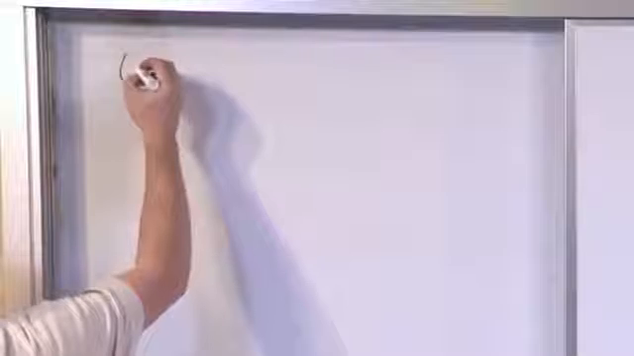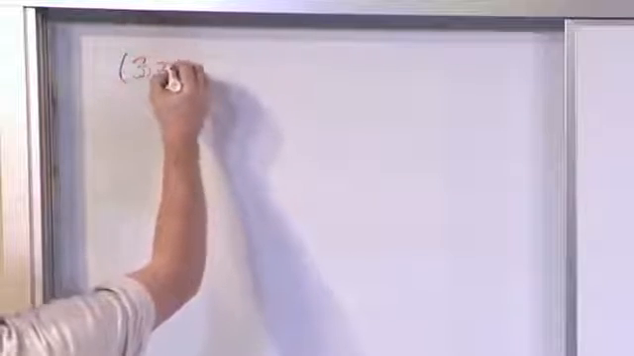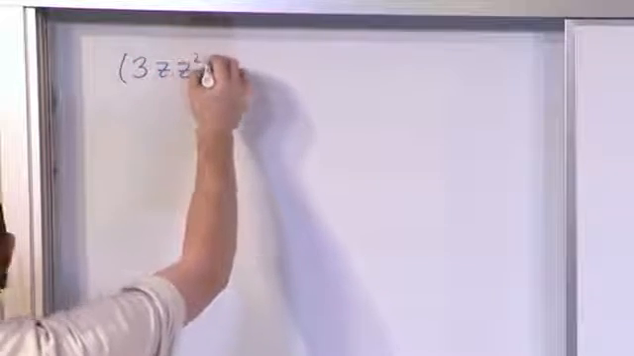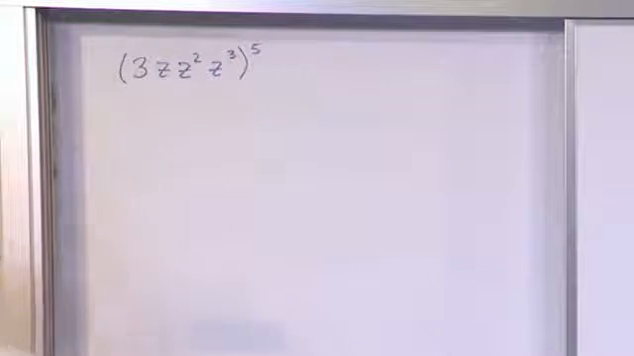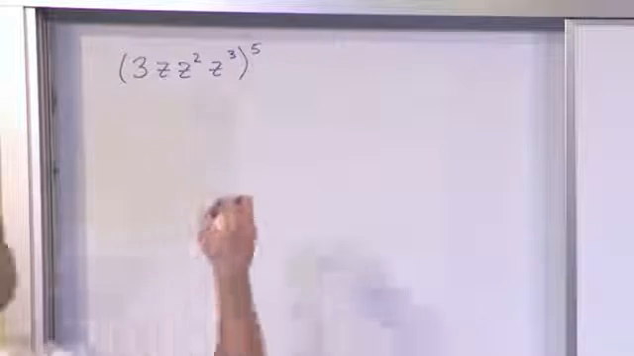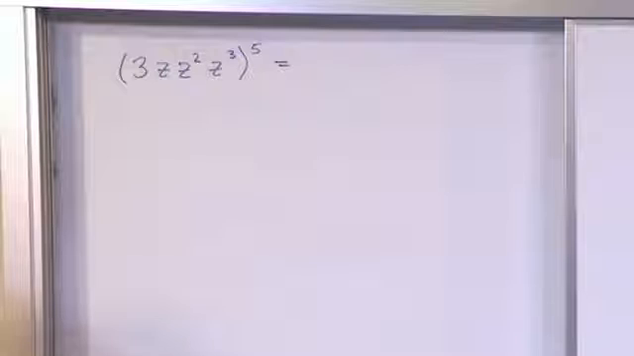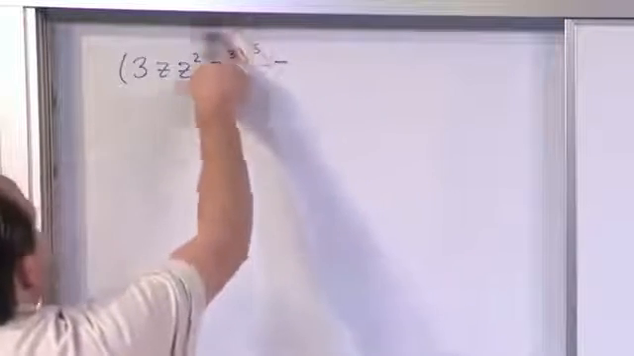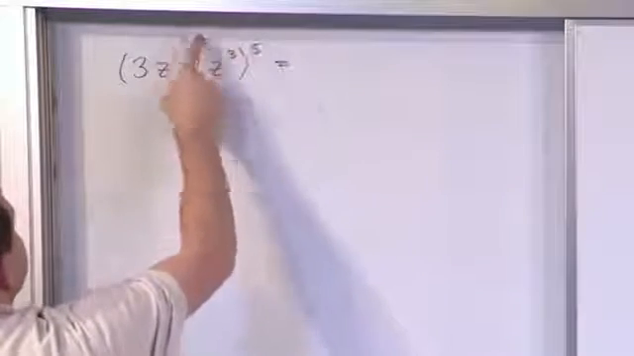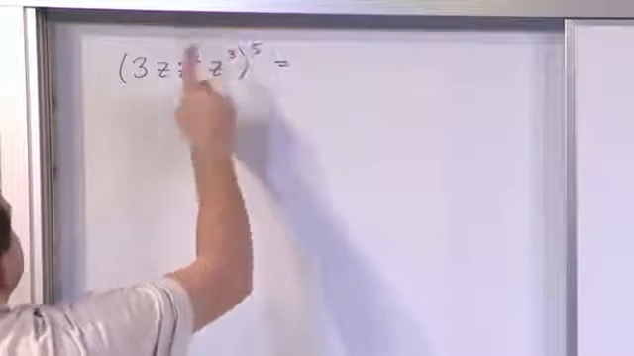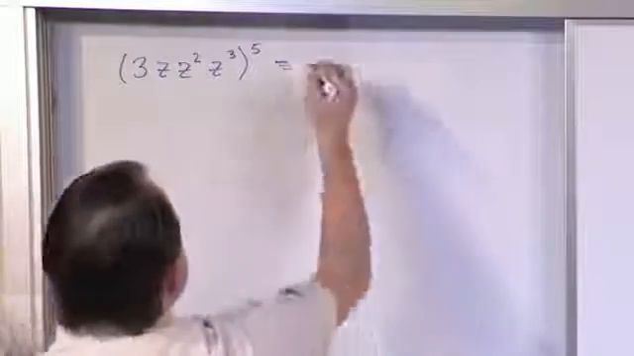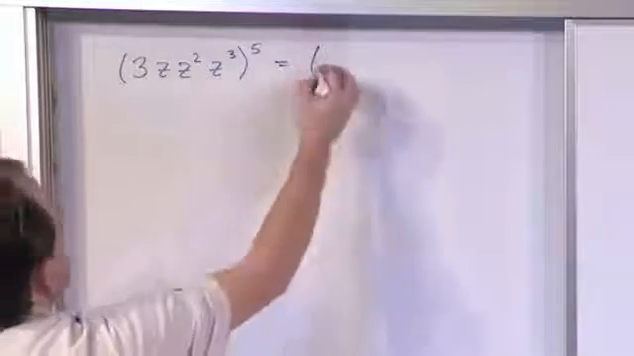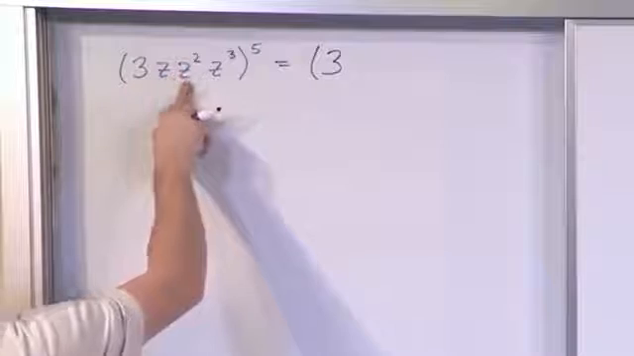All right, let's say we have 3 times z squared times z cubed, all raised to the 5th power. And we want to simplify this. Now, there's a couple ways we could do it. I could distribute this 5 in everywhere. It would have to go to the 3, and then it would have to go to the z squared, and the z cubed. But, just to show you different ways to do the problem, I'm going to instead do it like this. Let's work on the inside first. I have a z squared and a z cubed.